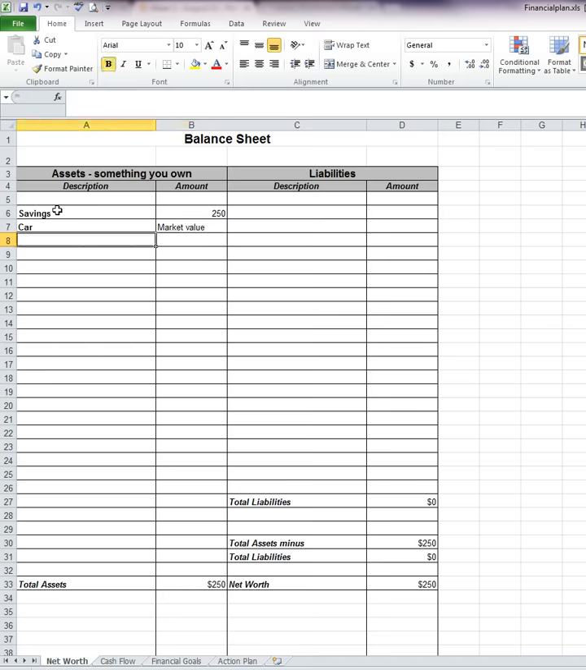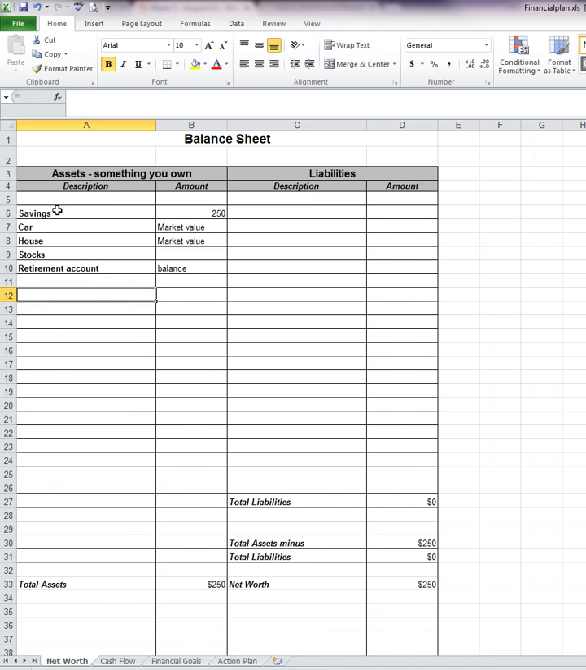Other types of assets might be a house. You own a house. And again, it's that market value. What is that house worth today if you were going to sell it? Another thing, maybe you have some stocks. Okay? Put the current value on those. Retirement account could be another one. This would be the current balance. What is the balance in your retirement account today? And we can go on and on.